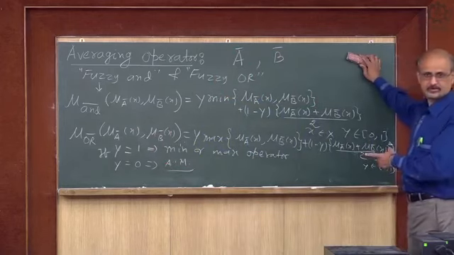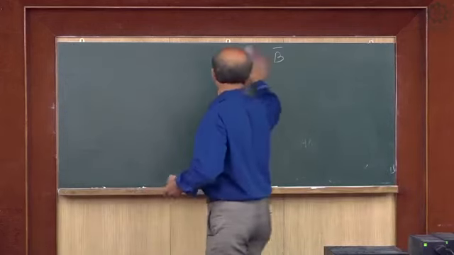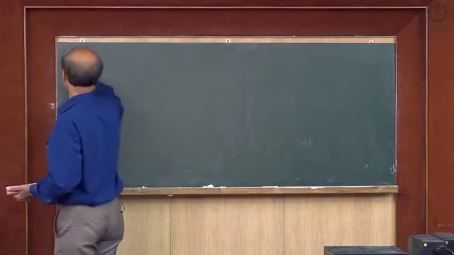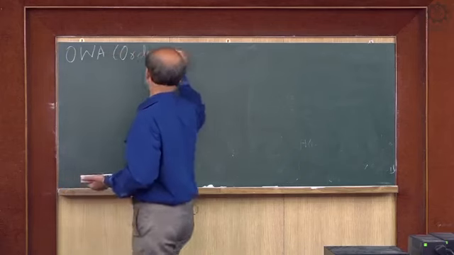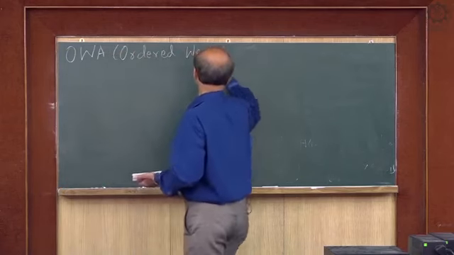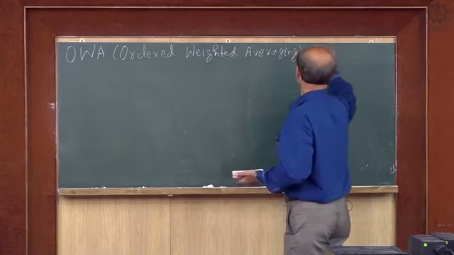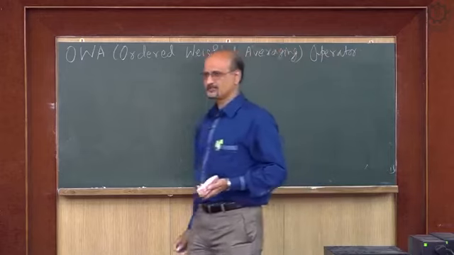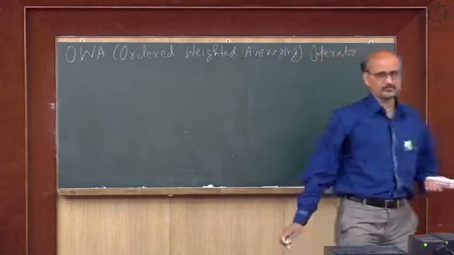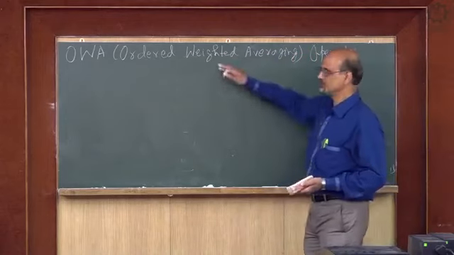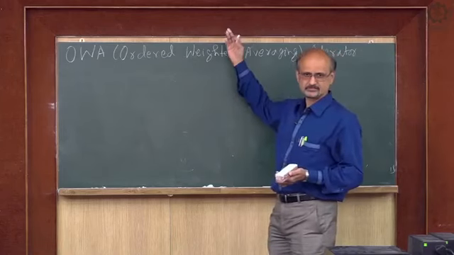So, okay, we can erase. I will write. This is called OWA, ordered weighted averaging operator, OWA. Okay. So, here actually there we give for 2 fuzzy sets. Here I can have number of fuzzy sets.